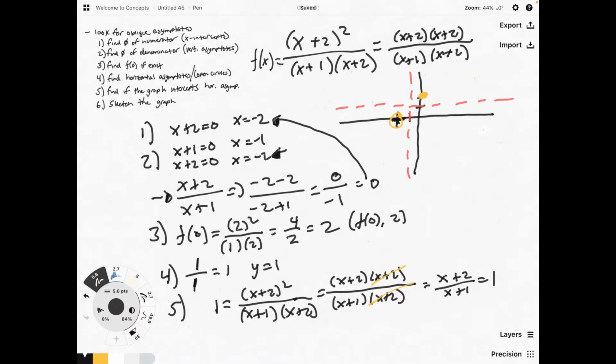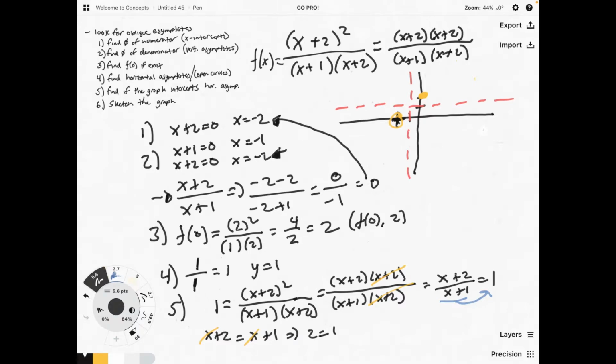When we simplify, we get x + 2, and we move the x + 1 to the other side by multiplying. We get x + 1. The x's cancel out because they are the same. If we subtract an x from both sides, then it's just going to leave us with 2 equals 1.